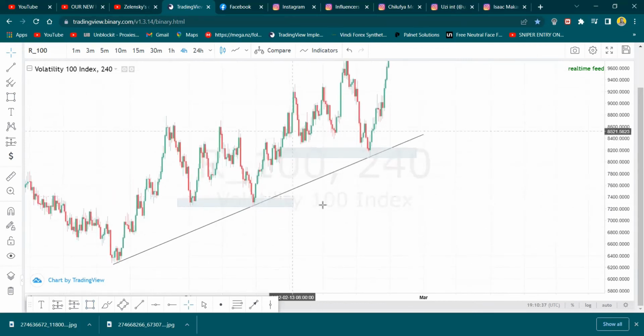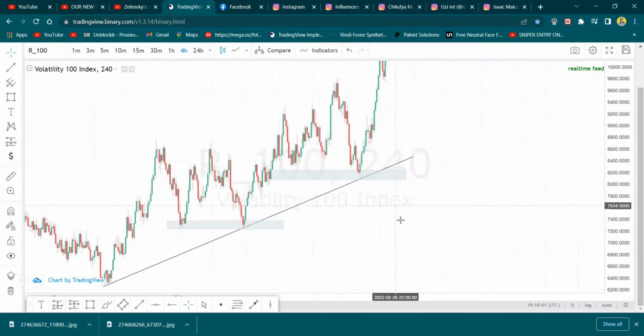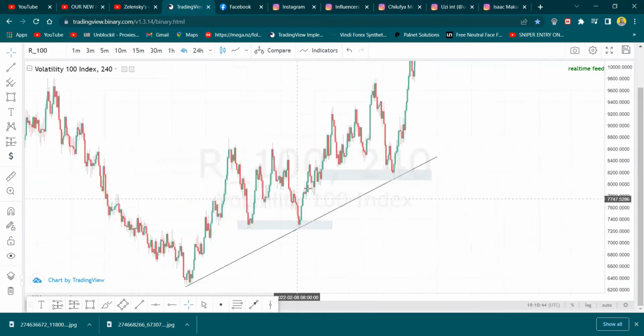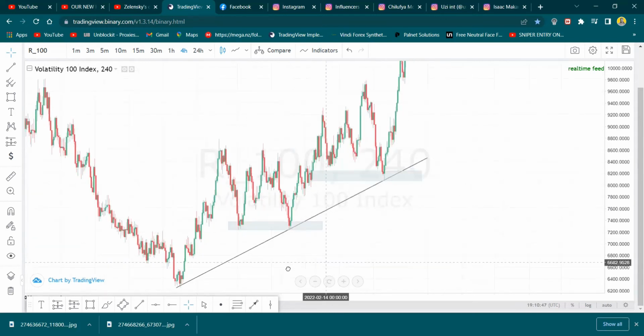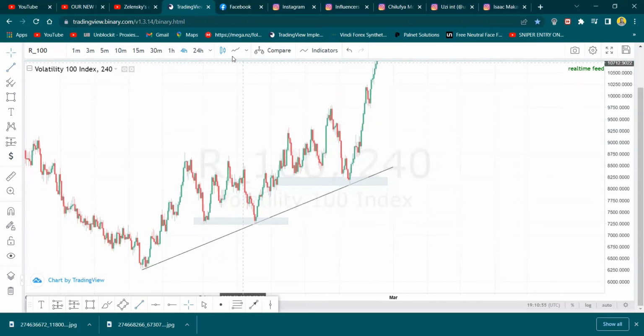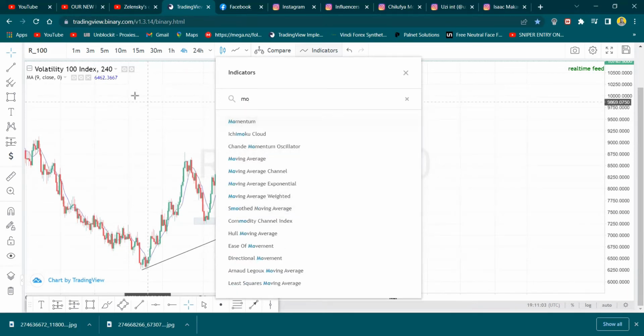Based on what we talked about previously, if you can remember, then you know this is what a trend line is. So if you don't want to have issues with trend lines, you can also use a moving average. So you can use a 30 moving average. Yeah, you can use the 30 moving average.